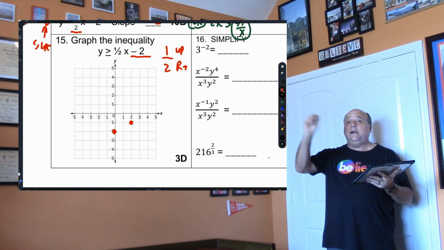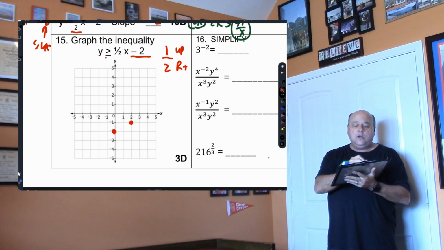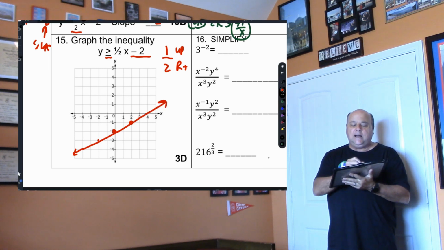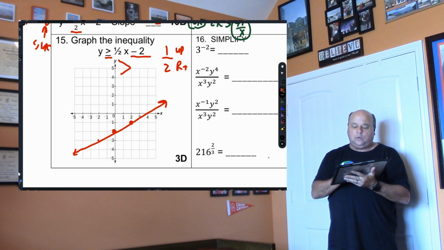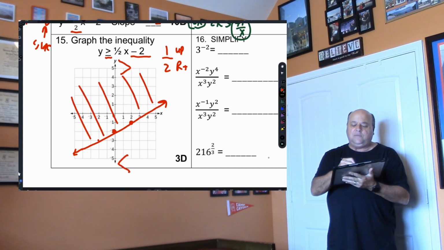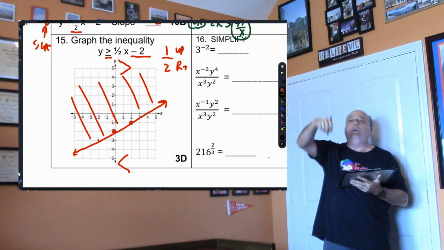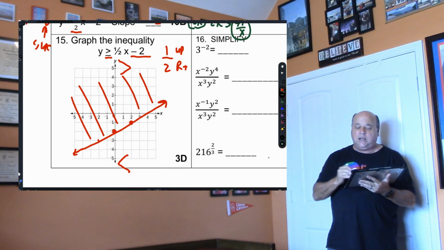On the test, if you make those 2 dots, it connects it with a line. We have an equal bar, so we're going to draw a solid line, aren't we? So we're going to draw a solid line. And notice, if you go up, the numbers get bigger. That's greater than. If you go down, they get less than. We need a greater than. We would shade everything above the line. So our solution set would be all of the ordered pairs above the line.